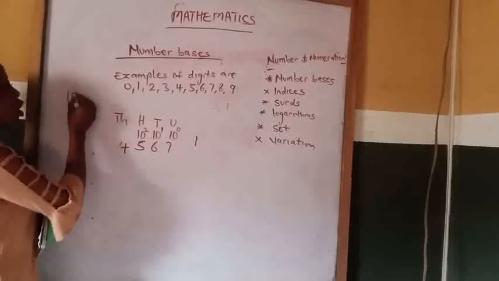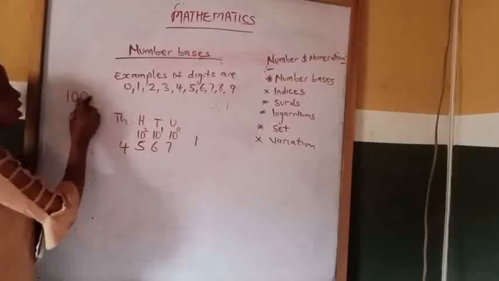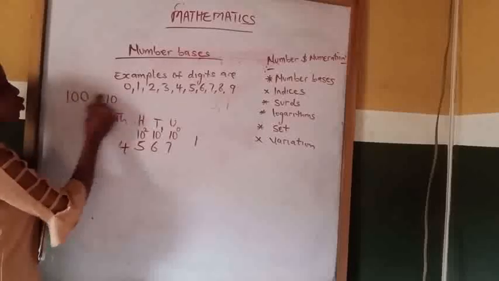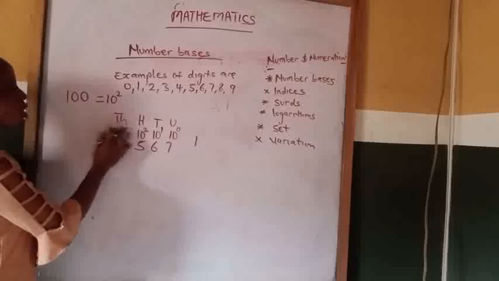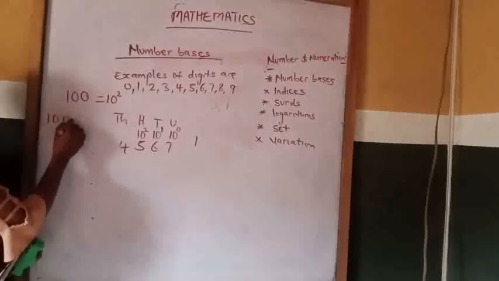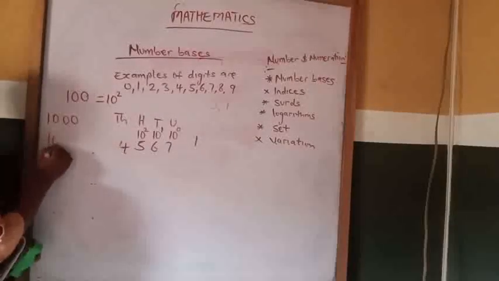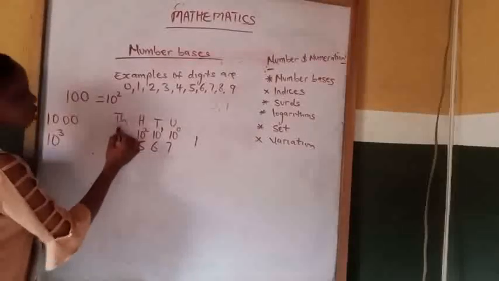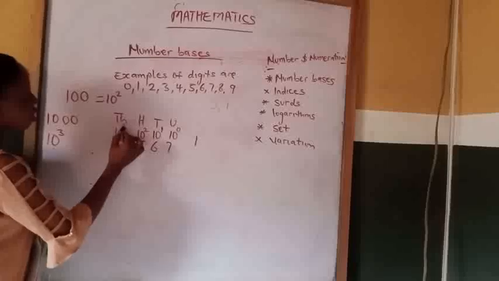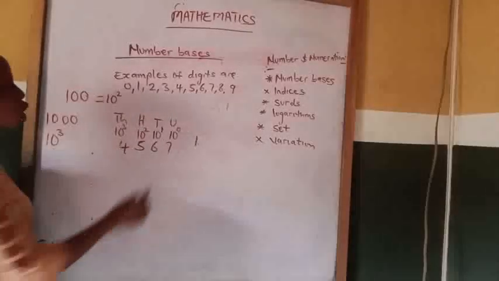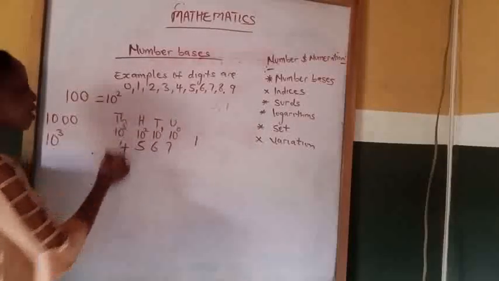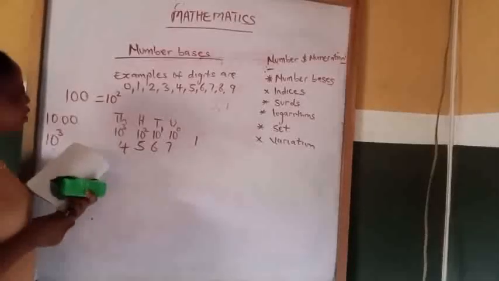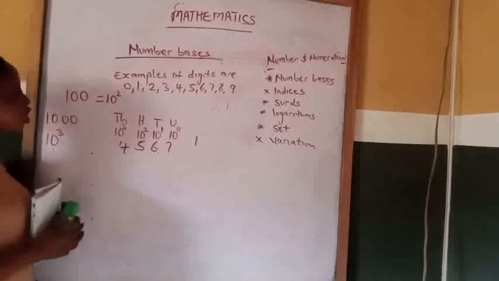Don't forget that 100 is 1 and two 0s. If I want to convert it to standard form, that will be 10 raised to power 2, because how many 0s? Two. Then 1000 is 1 and three 0s. That is 10 raised to power 3. So my 1000 is now 10 raised to power 3. So all this will be our place value. So we can also get the place value of each digit.